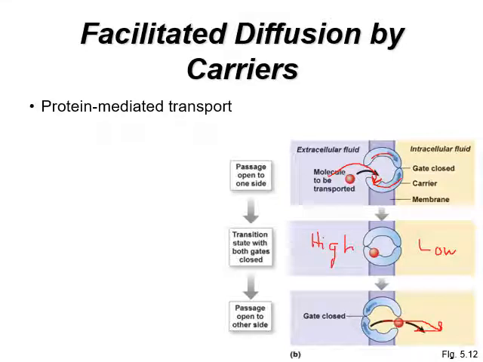The molecule is going to move from high to low because of its kinetic energy. The difference between the ion channels and the carriers is the molecule has to physically bind to allow opening to the inside and allow the molecule to be released and brought in.